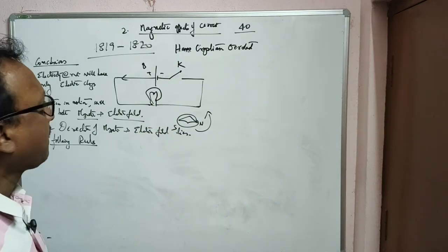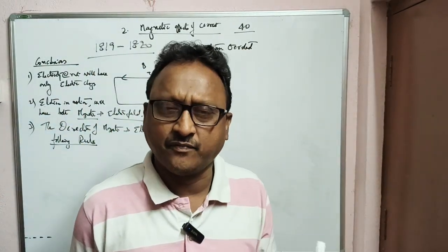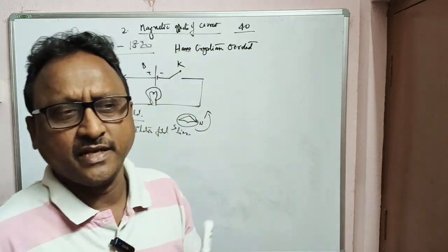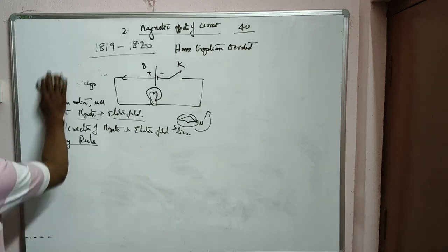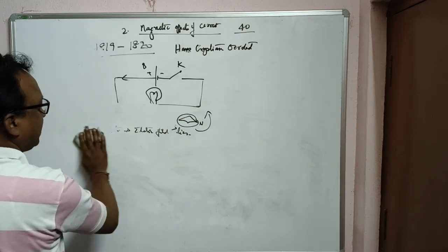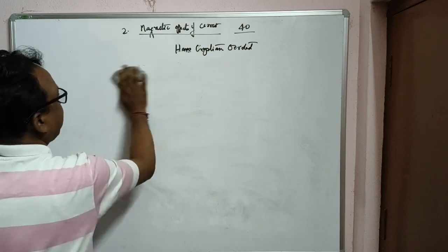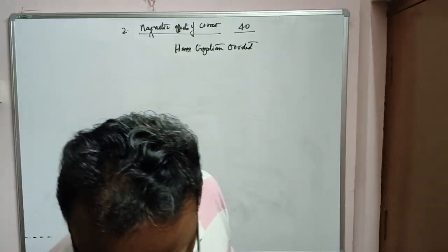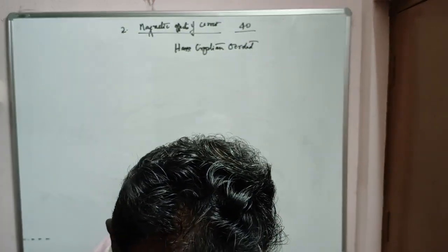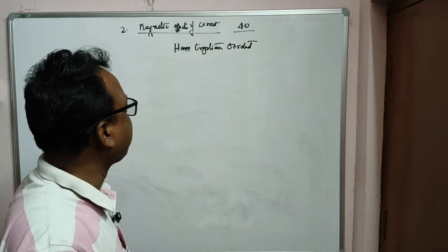Please draw the figure. Because, as I told you, this chapter magnetic effects is a completely theoretical chapter, so after completion of the theory I'll give some questions. These are the main 3 points given by the scientist in his laboratory. Now let us go to the next part: how to find the directions of magnetic fields, etc.